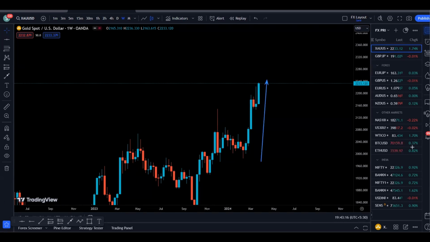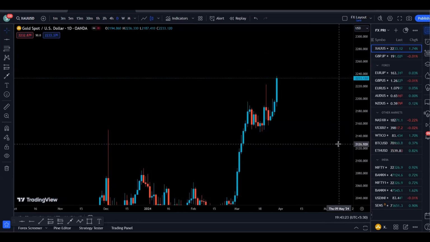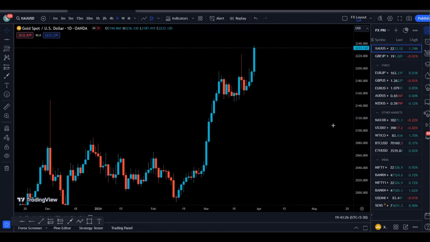Anyways, we are bullish on the monthly and the weekly, and now let's go to the daily time frame to see exactly what is happening. On the daily time frame also we are bullish as we are making higher highs and higher lows. We created a high, came down, created a higher low, created a higher high, higher low, and the price broke the previous high and created a new higher high.